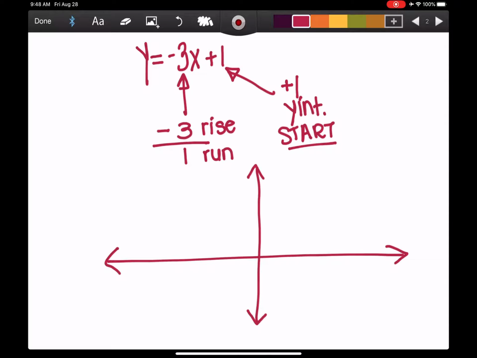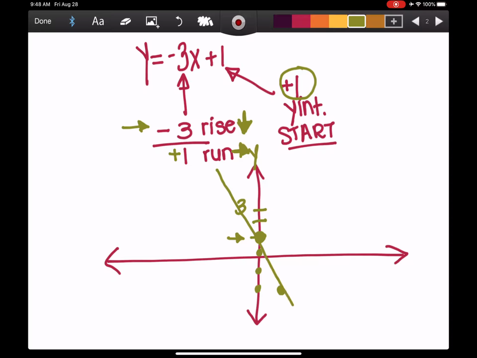The first thing that I would always do is plot the y-intercept. This is my y-axis, 1, 2, 3. I'm going to start at a positive 1, which is right here. And then my rise is negative, okay? So that means when my rise is negative, I'm going to be going down 3. And when I have a positive run, positive is to the right. Okay, so from this point right here, I'm going to go down 3, 1, 2, 3, and to the right 1. And all you actually need is 2 points to draw a straight line, right? You just connect them, label your equation, and that's that.